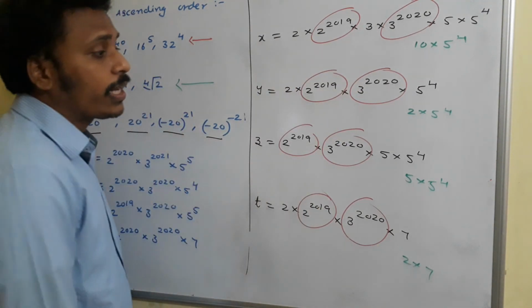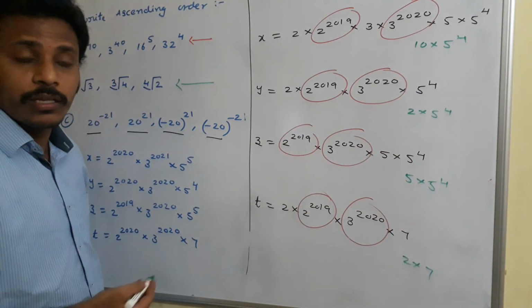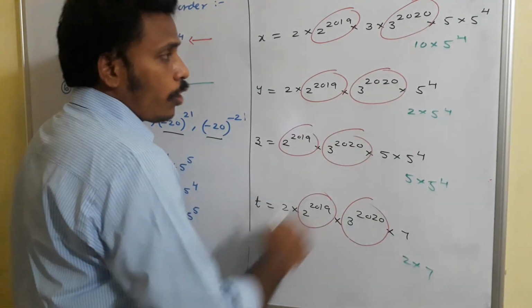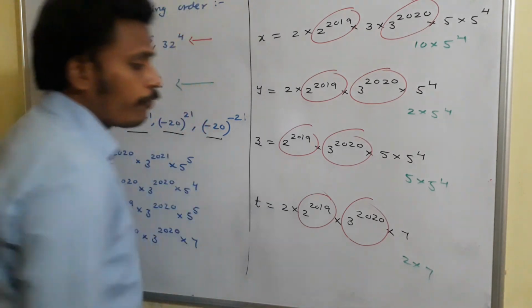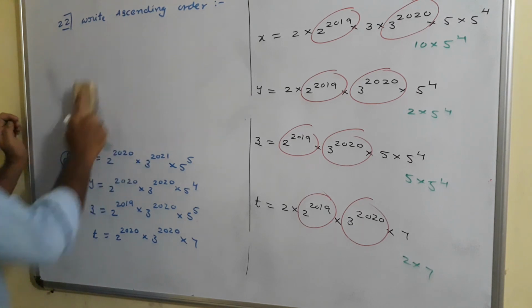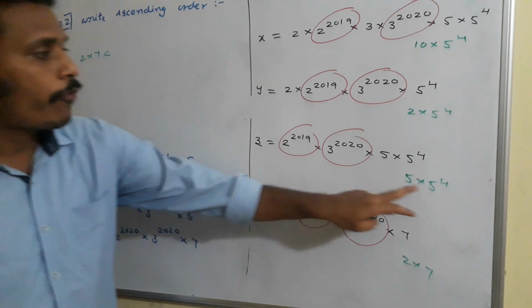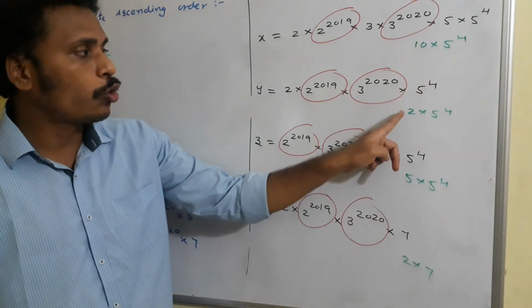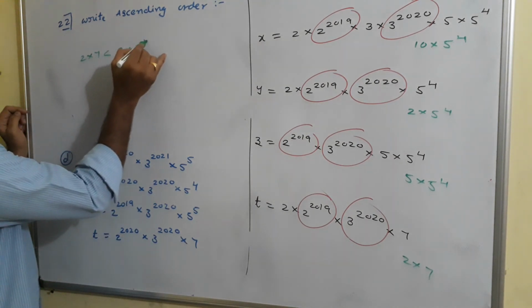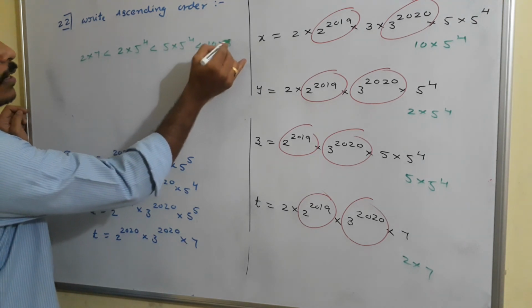You leave these equal parts and think about the additional parts, and among these additional parts, one thing is very clear. 5 power 4 is a very large value, 5 power 4 means 625 actually. So among these 4, 2 into 7, which is 14, is the smallest. 2 into 7 is less than 5 power 4. So 2 into 7 is less than 2 into 5 power 4, which is less than 5 into 5 power 4, which is less than 10 into 5 power 4.